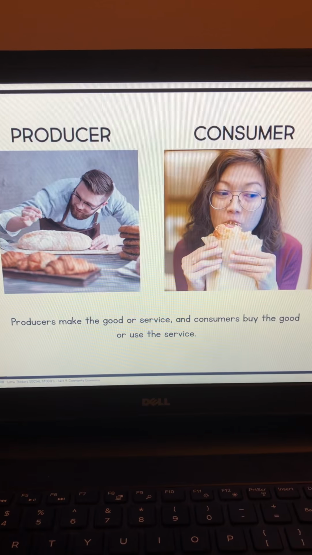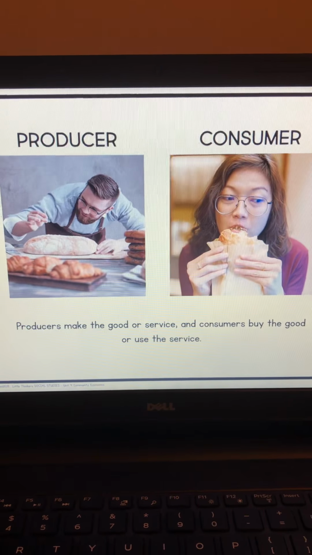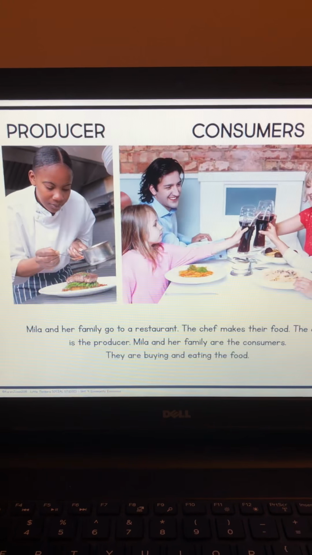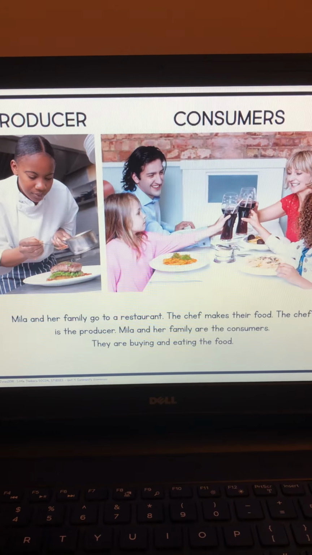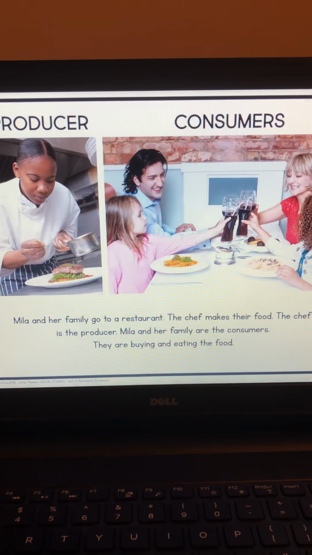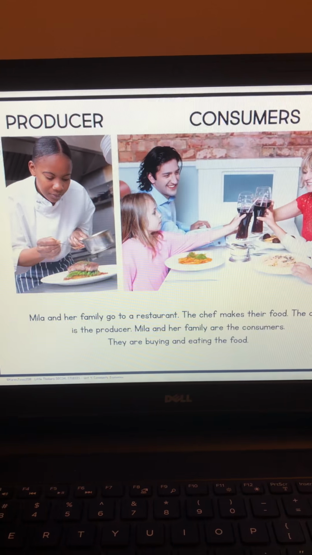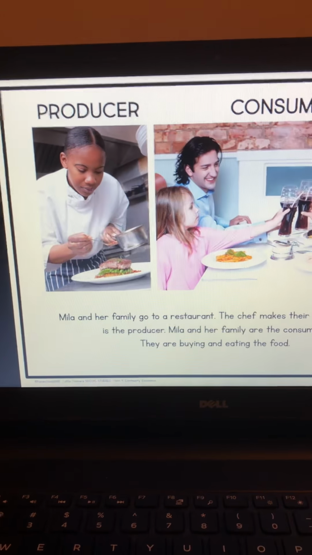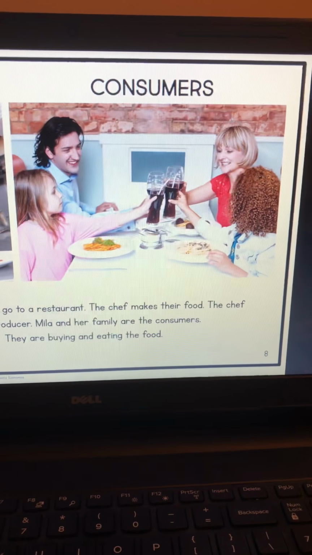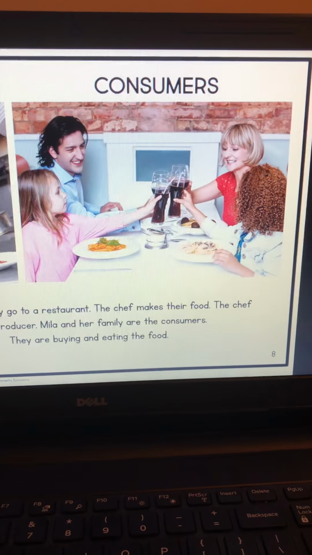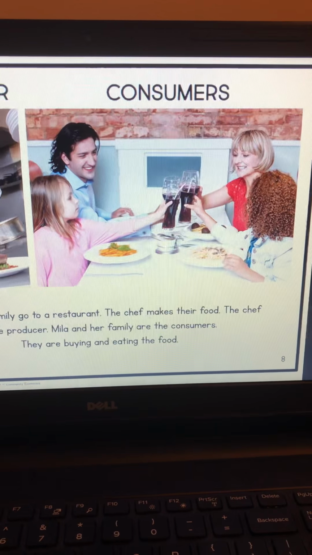Producers make the goods or services, and consumers buy the goods or use the service. So we're going to look at some examples of that. Mila and her family go to a restaurant. The chef makes the food. So the chef is the producer, because in this picture, she is the one producing the food. She's making the food. Mila and her family, they are the consumers, because they're the ones who bought the food with money and they're the ones who are eating it.